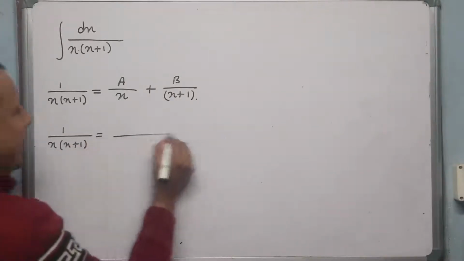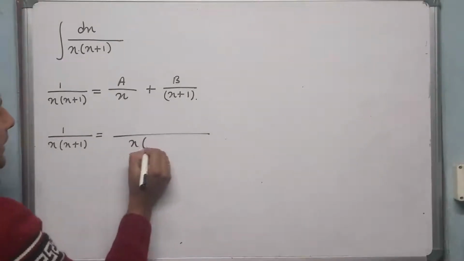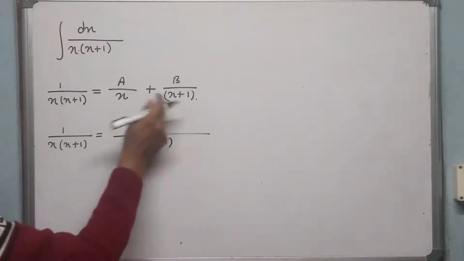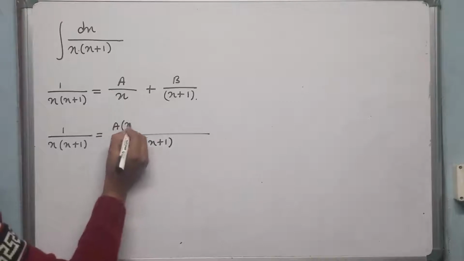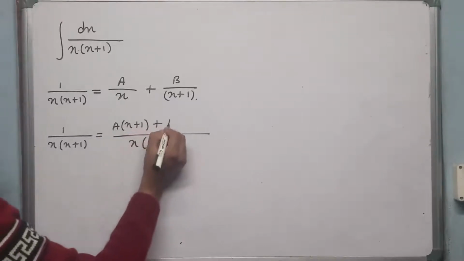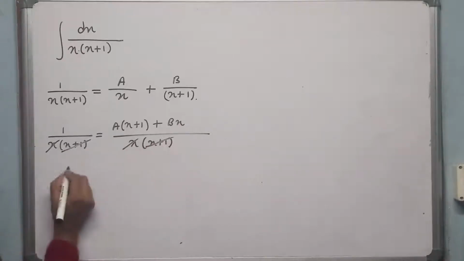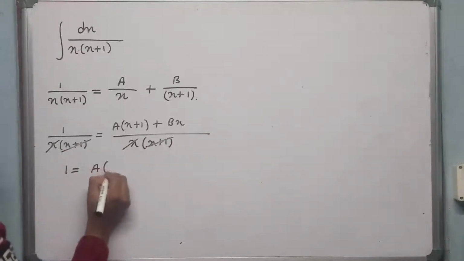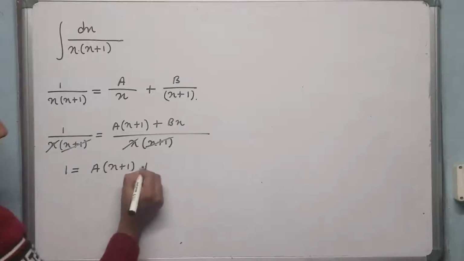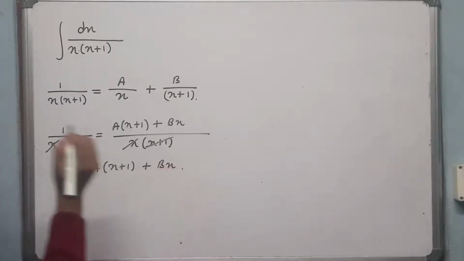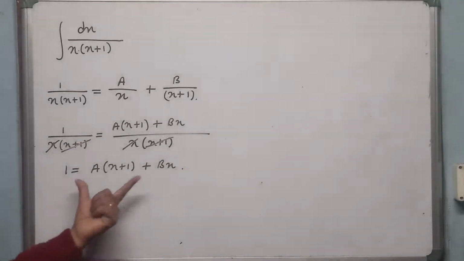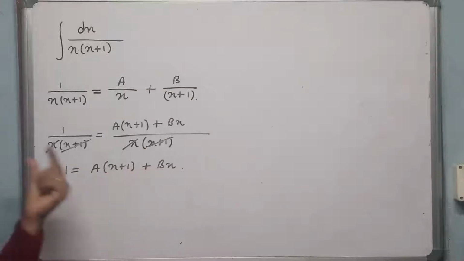For that, I'll take the LCM over here. The LCM is x into (x plus 1). With the help of the LCM, you'll get A into (x plus 1) plus B into x, so that these quantities get cancelled. Now we have 1 equals A into (x plus 1) plus B into x. From this equation, we are going to find the values of A and B.